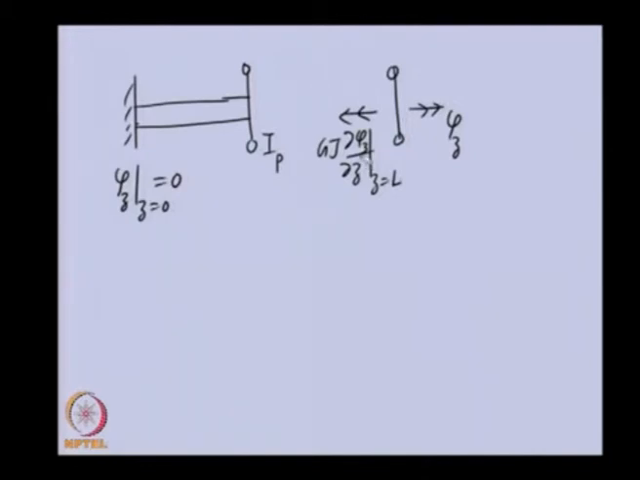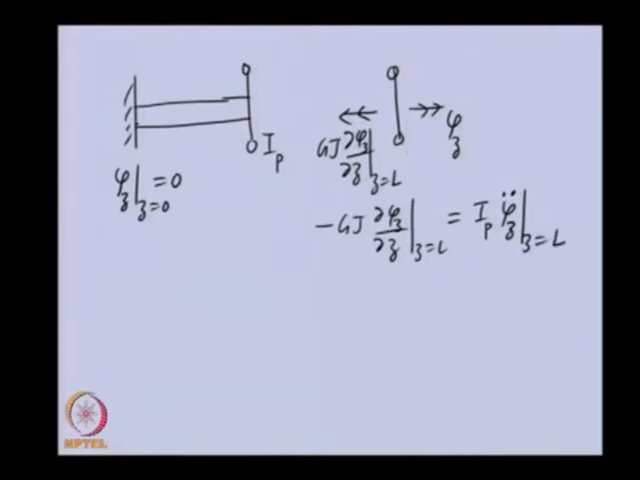So from this we are able to get the boundary condition here. If we take the equation of motion, because this particular torque is acting in the negative direction and is the only torque acting on this disk at z equal to L, it should be equal to the polar moment of inertia of the disk times phi double dot at z equal to L.